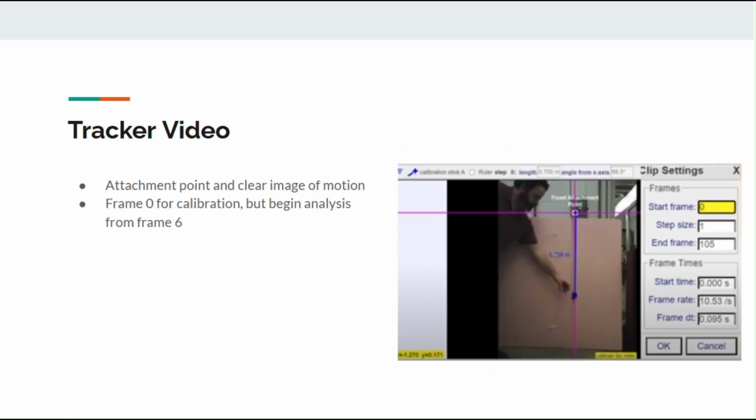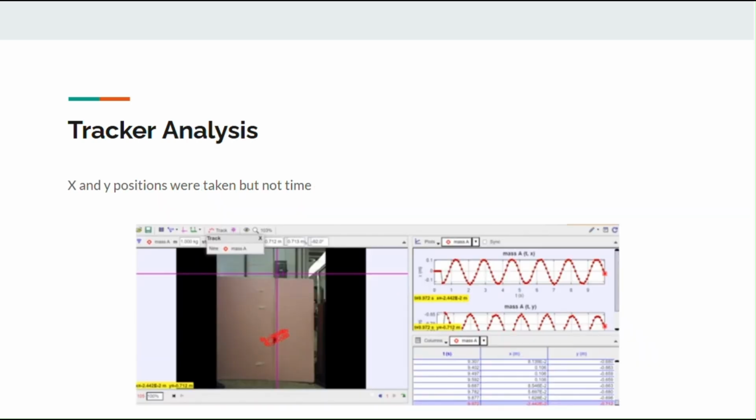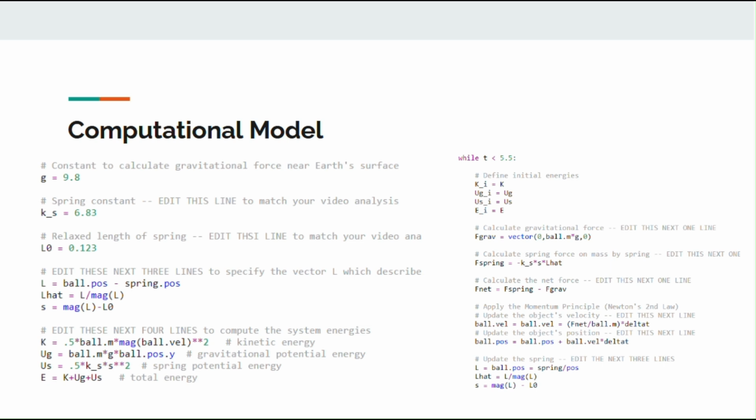Here's the tracker video. With this video, the attachment point is clear and there's a clear image of motion. We used frame 0 for calibration, but then we began our analysis from frame 6. So here's the tracker analysis taken. The X and Y positions were taken, but not the time.